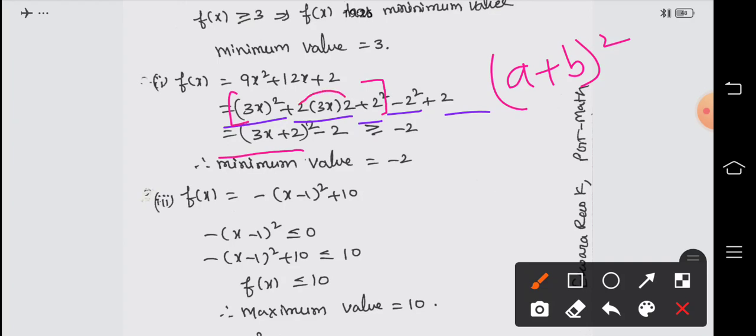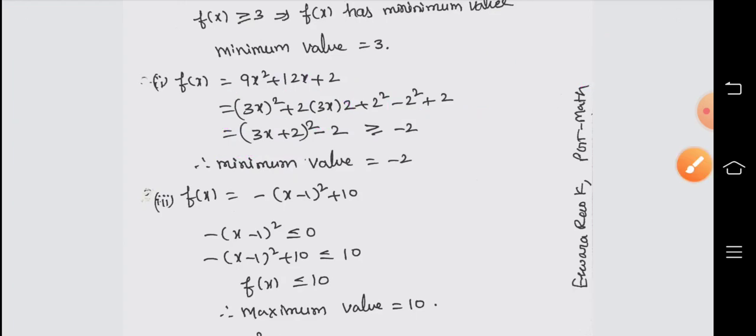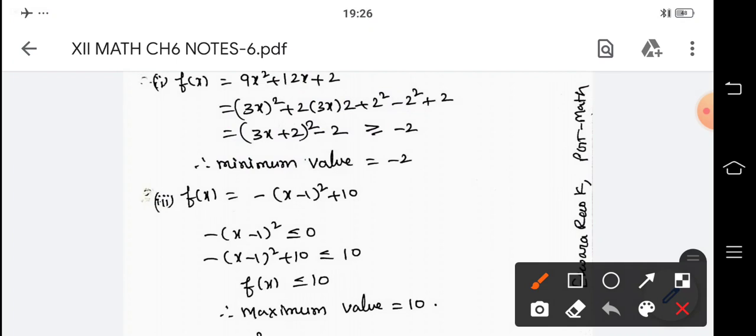This middle term is very important in writing. First 9x square was expressed as 3x whole square. Then 12x I wrote as 2 into 3x into 2, because to balance it is 12x. So plus 2 square minus 2 square, to make the format a square plus b square plus 2ab. So it is 3x plus 2 whole square minus 2, because the calculation is minus 4 plus 2, which is minus 2.